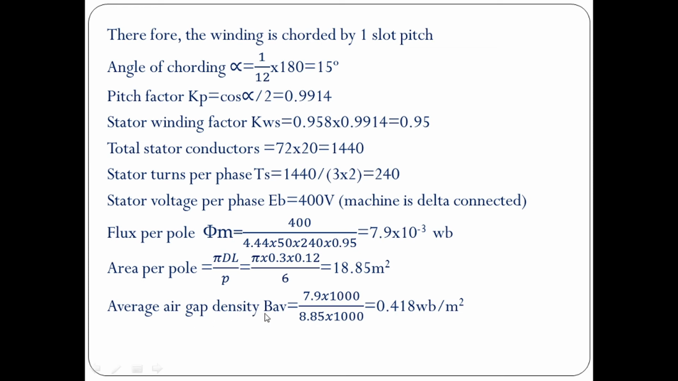So average air gap density Bav is equal to 7.9 into 10 to the power minus 3 divided by 18.85 into 10 to the power minus 3, correct. So that we will be getting as 0.418 Weber per meter square.